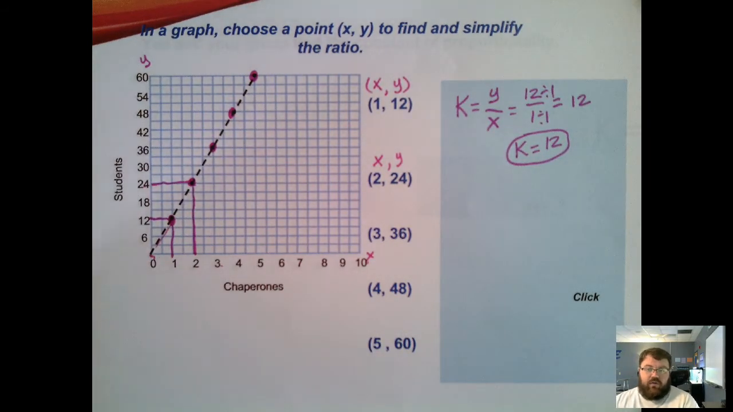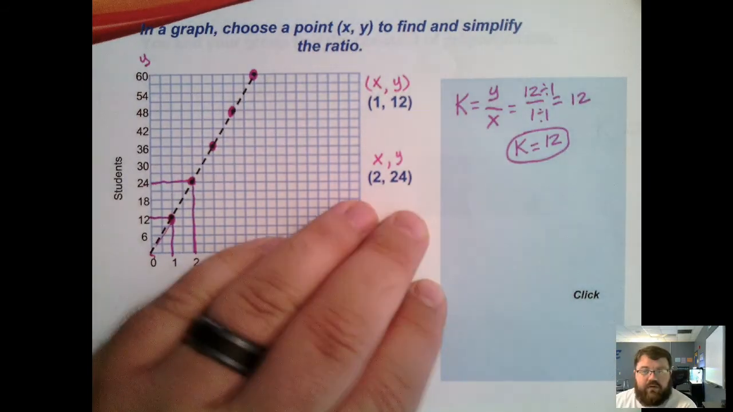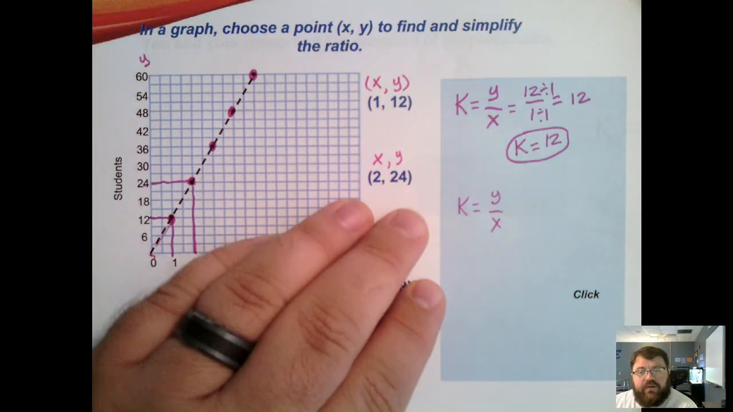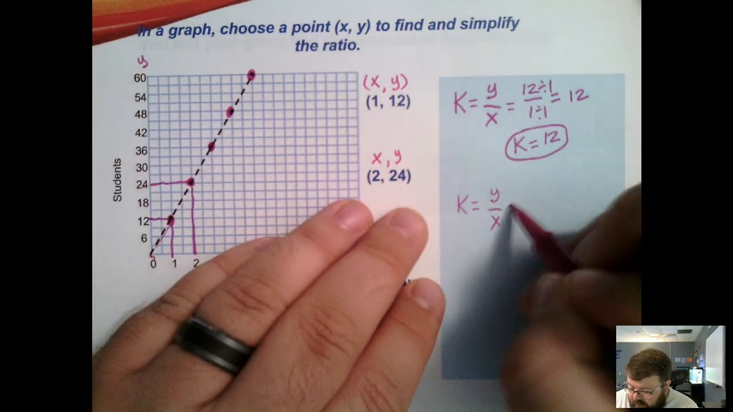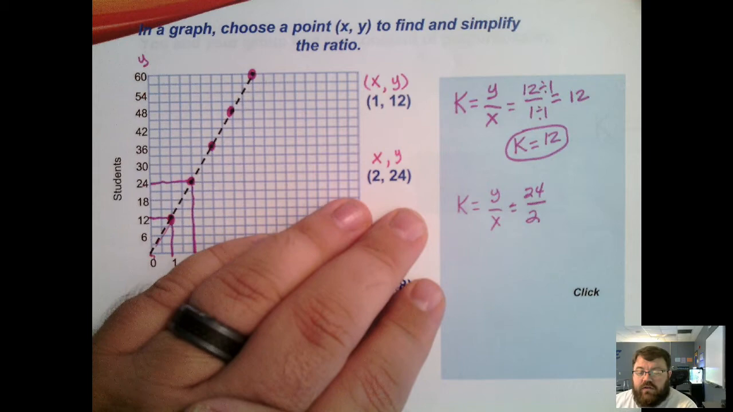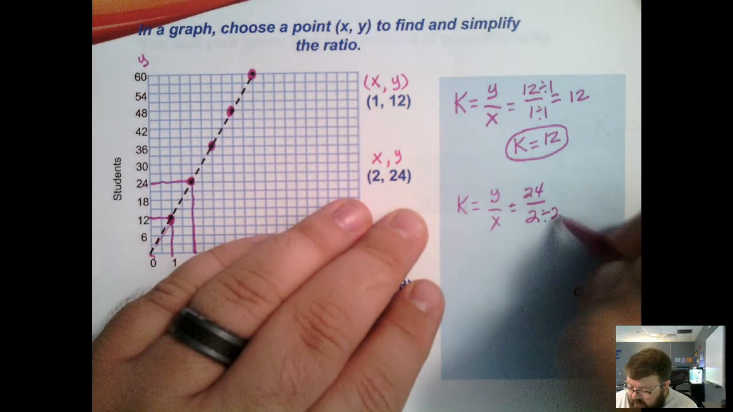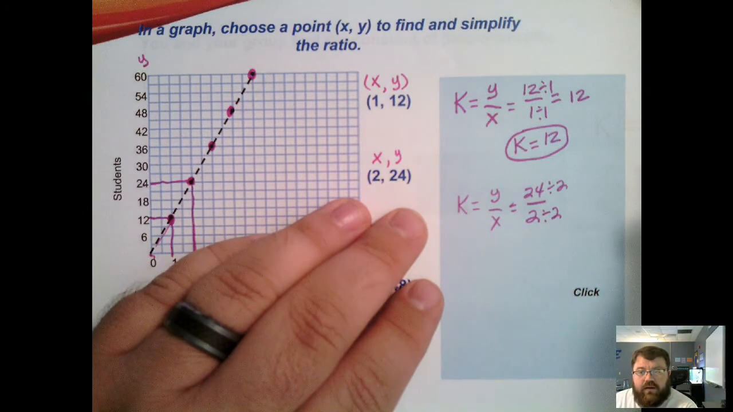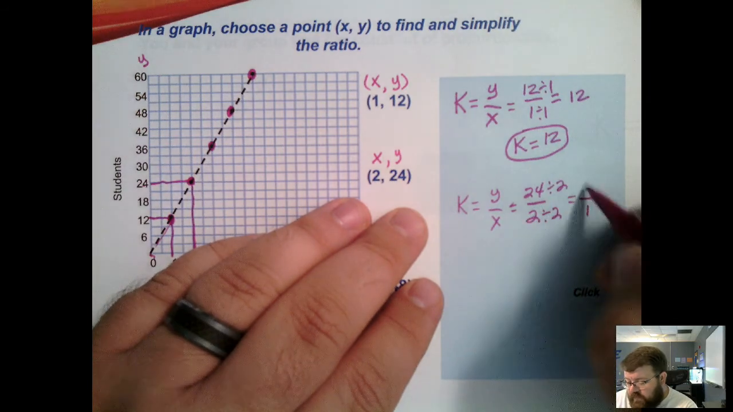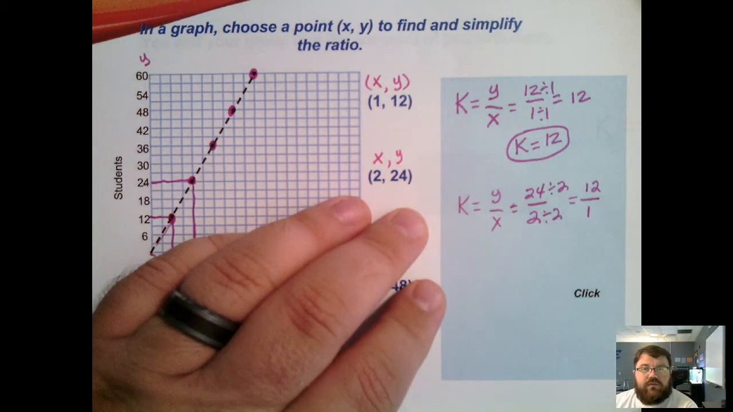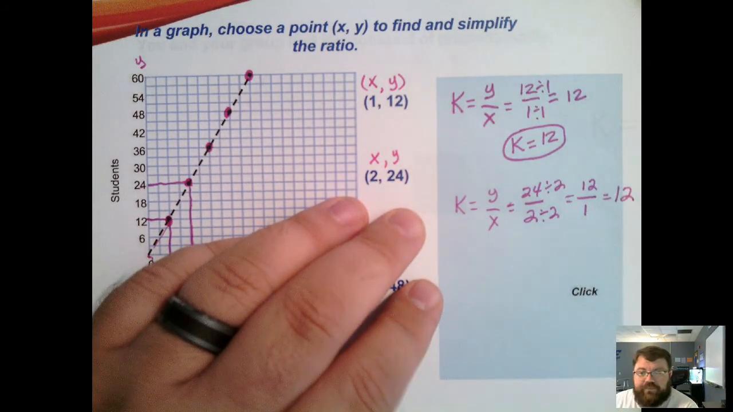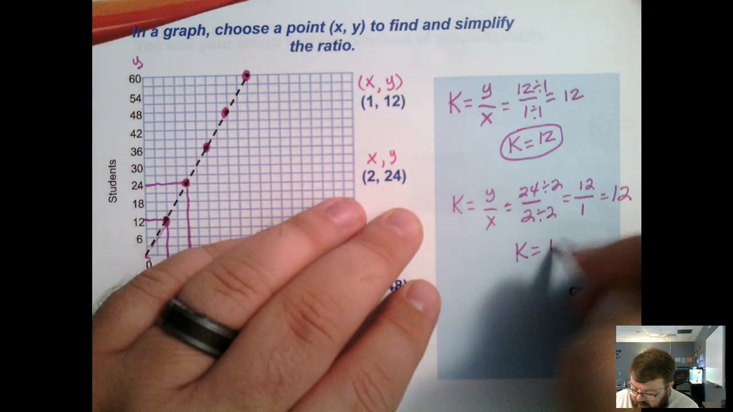Now, what I'm going to do is do another point. Let's say that I want to do this one. K is equal to y over x. My y value here is 24. My x value is 2. I need to change this to a unit rate, so I'm going to divide the denominator by 2 and the numerator by 2. 2 divided by 2 is 1. 24 divided by 2 is 12. So I have 12 over 1, which is a unit rate because of the 1, and which is equal to 12. So the constant is 12.